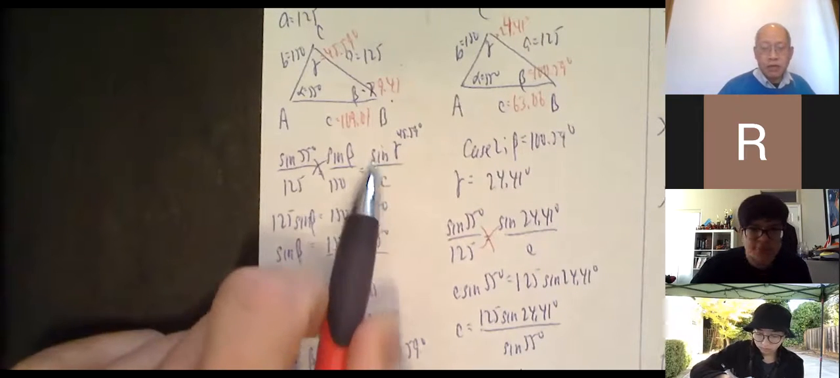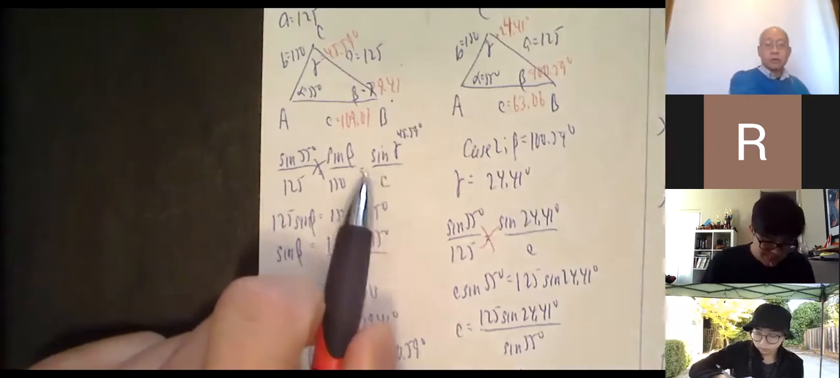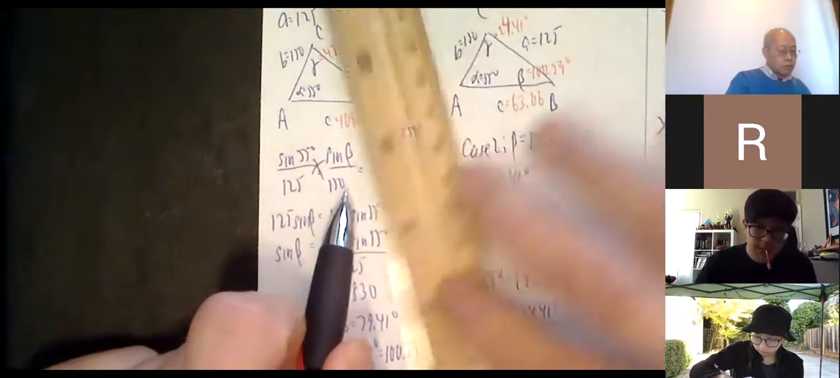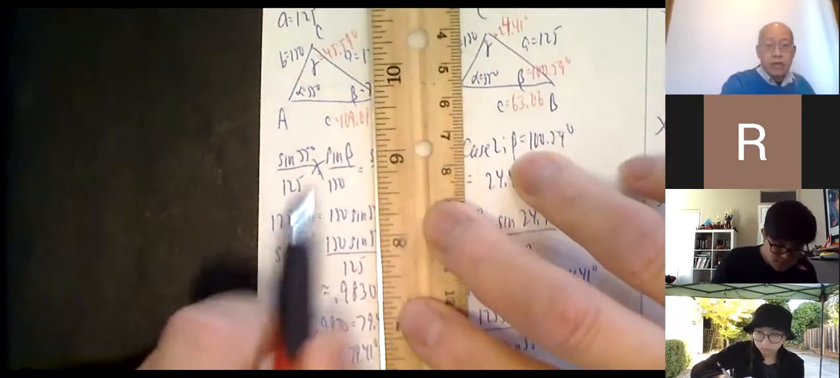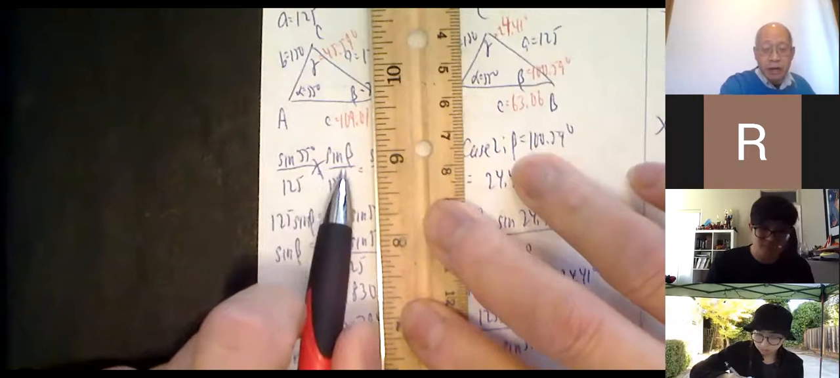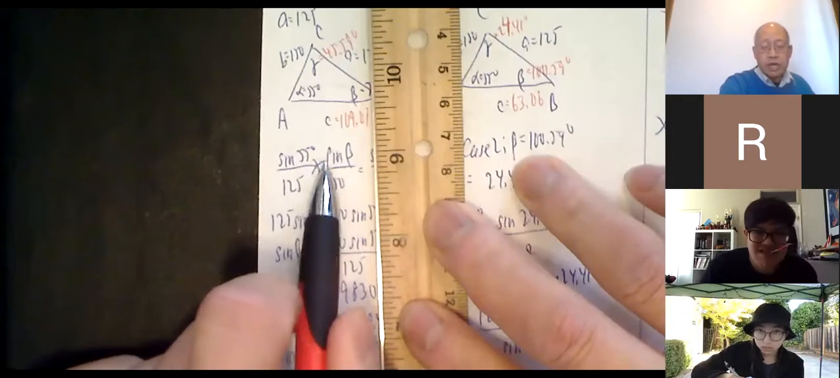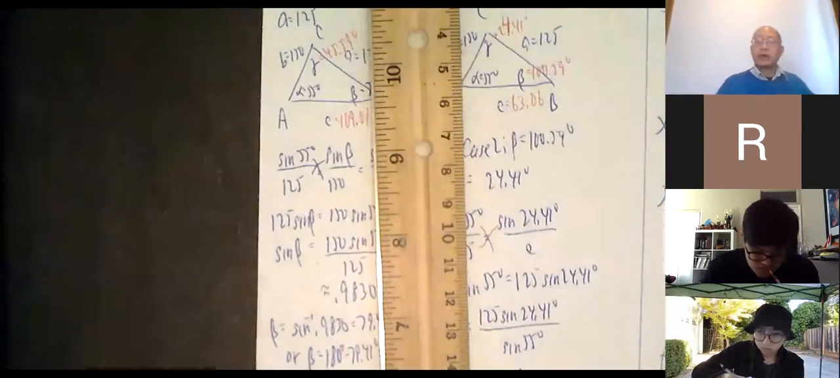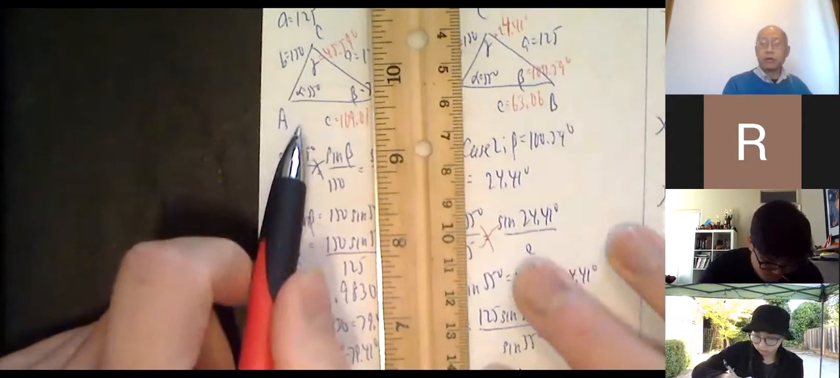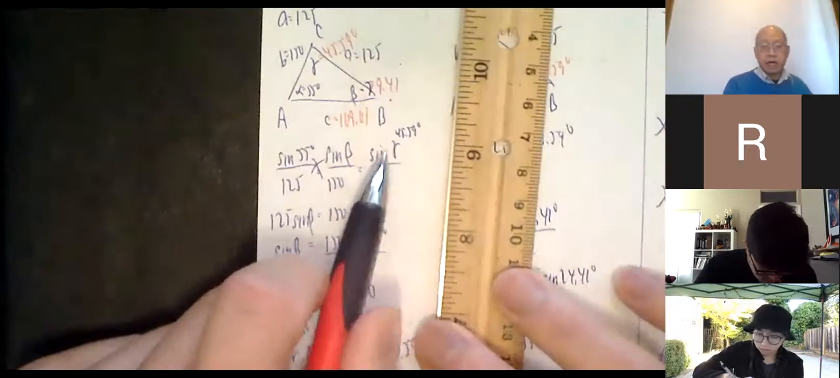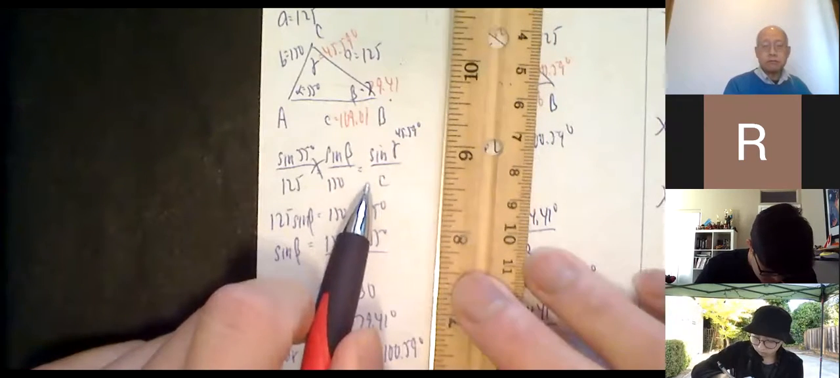Notice I don't have anything for c, but that's okay. I would temporarily ignore this. Based on this information, I can find beta, right? And once I find beta, that means I'm going to have two angles. Anytime you have two angles, you can automatically get the third, right? Just go 180 minus the sum. And then once I have that, I can figure out c.